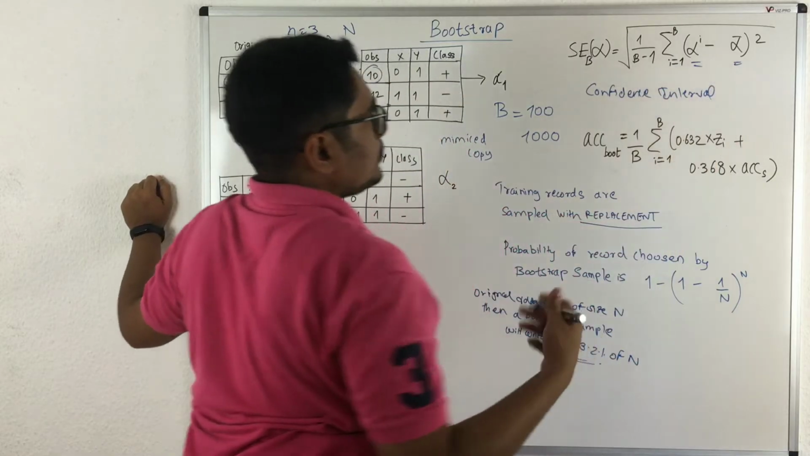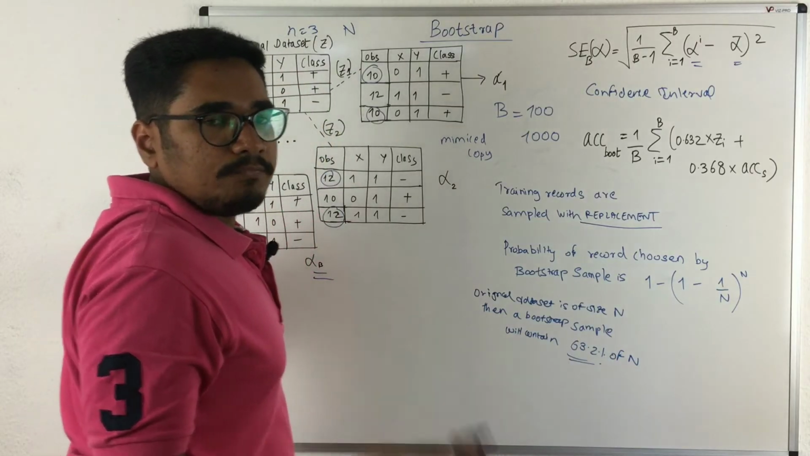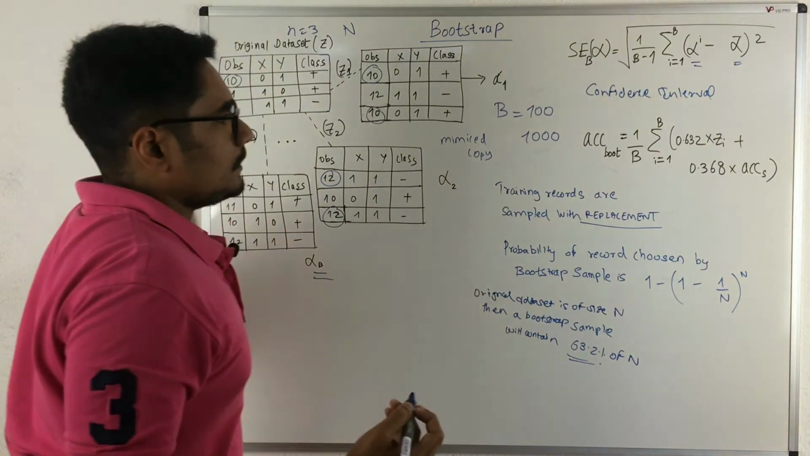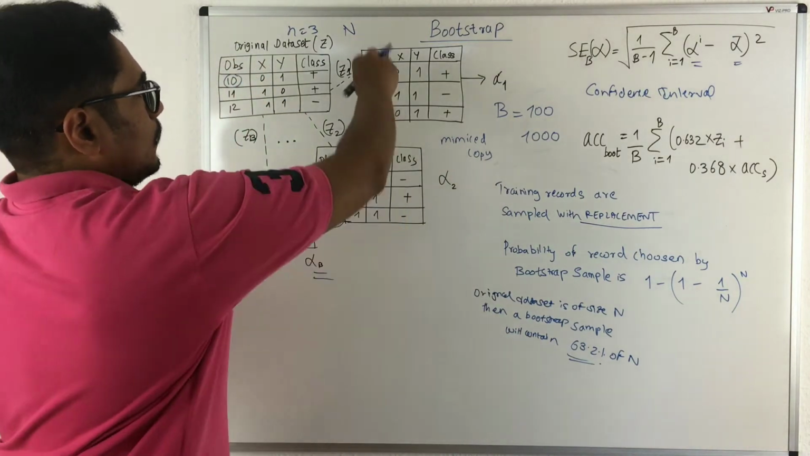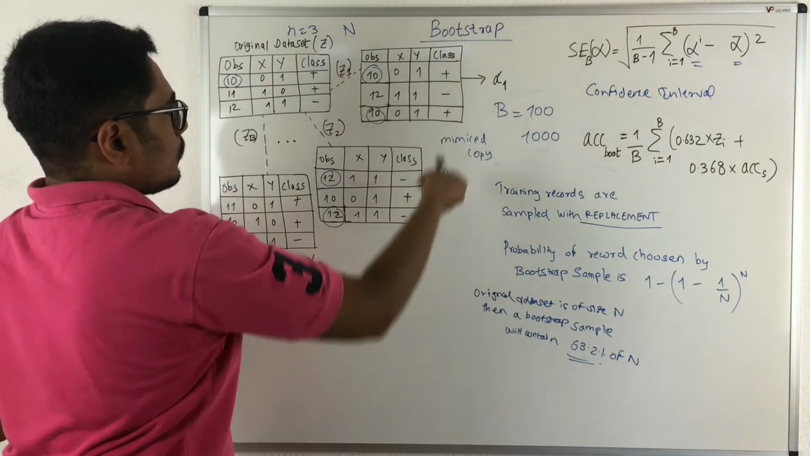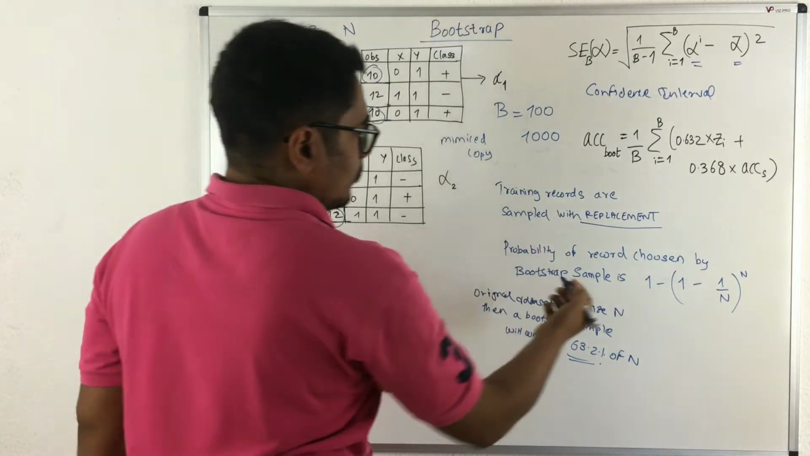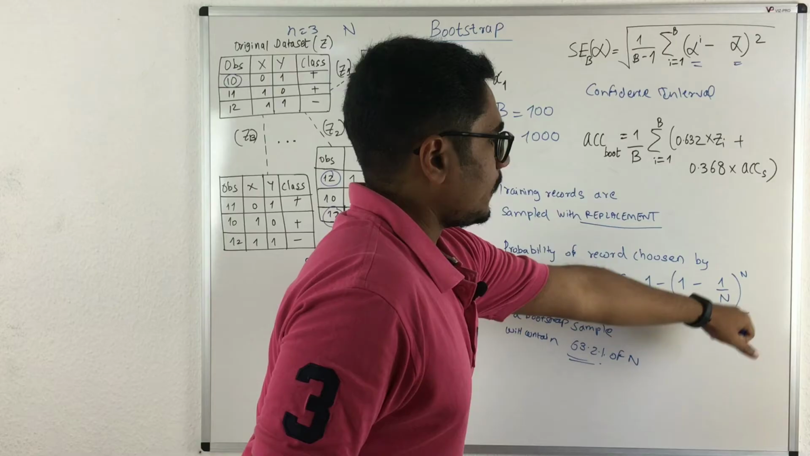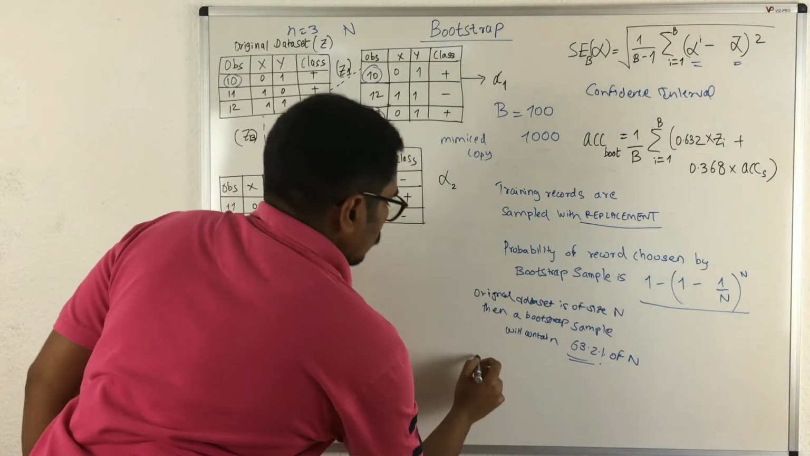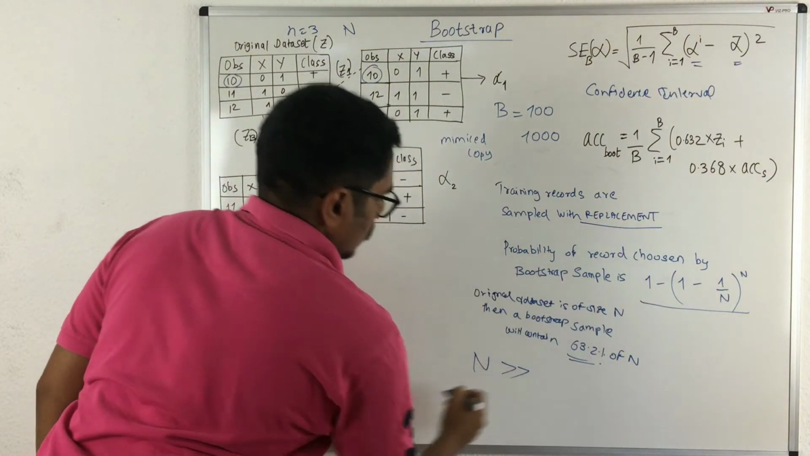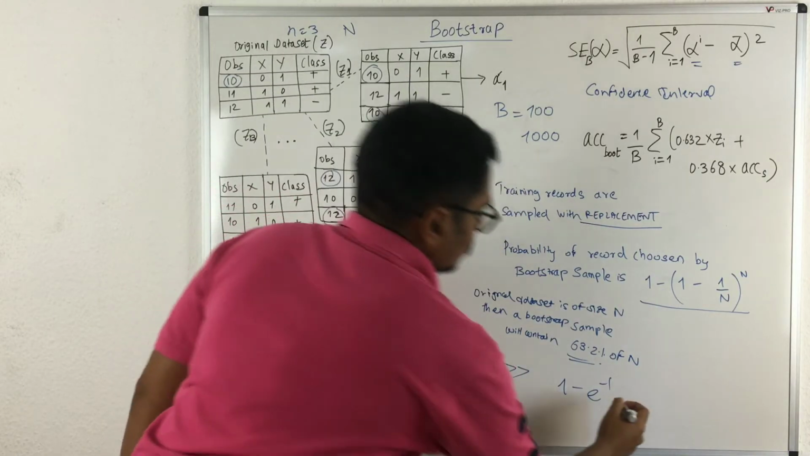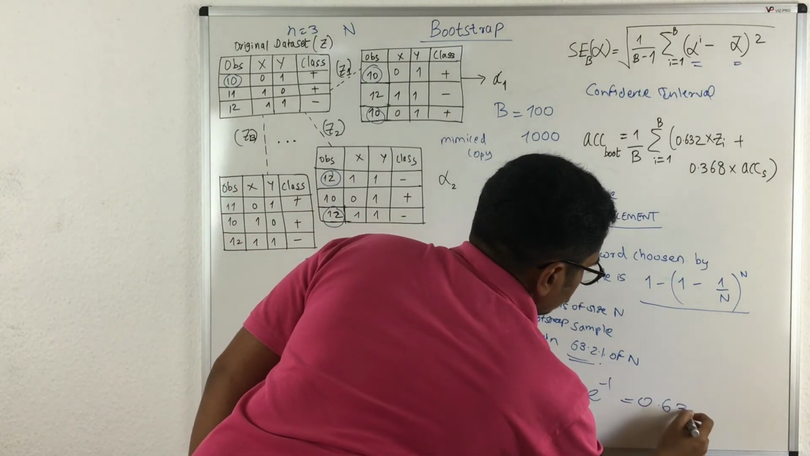Now this is again used for confidence intervals, where you get some percentiles, like the 90th percentile, 50th percentile, 45th percentile. There also the bootstrap sample is used. Now what is the probability that each record is taken again? This probability is given by 1 minus (1 minus 1 upon n) raised to n. If your n is sufficiently large, then this becomes 1 minus e raised to minus 1, which is 0.632.